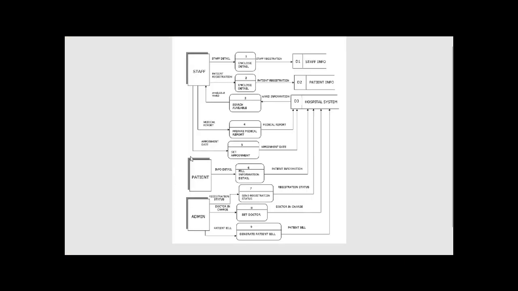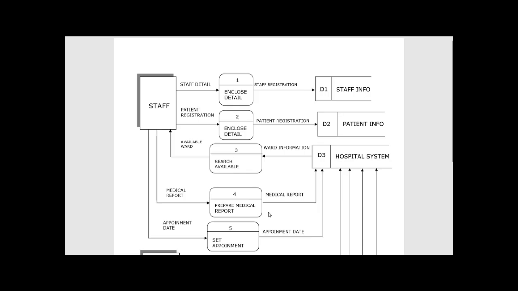Let's take a look at our DFD. We start with the first external entity, which is staff. As you can see, there are 5 processes. In the first process, the staff need to enclose their details in order to register into the system. The data entered will go to data store 1, which is staff info.